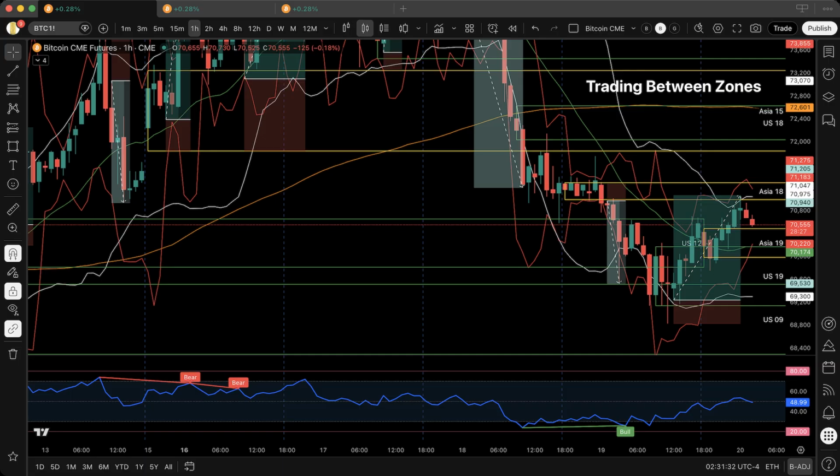So the correct question is not where price will go. The correct question is where price will hold, because the side that holds defines the next phase. Until that happens, structure remains dominant, and execution must remain conditional, not reactive.